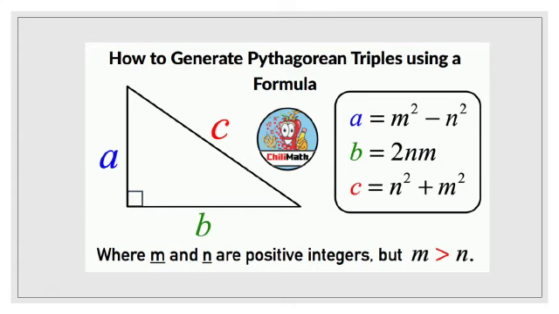How to generate Pythagorean triplets using a formula? See here, a equals m squared minus n squared, b equals 2mn, c equals m squared plus n squared, where m and n are positive integers but m is greater than n, and thus we are able to generate the Pythagorean triplets using a formula.